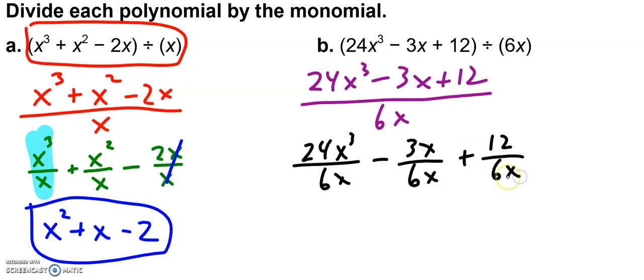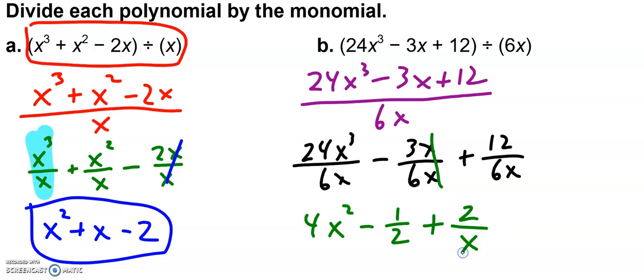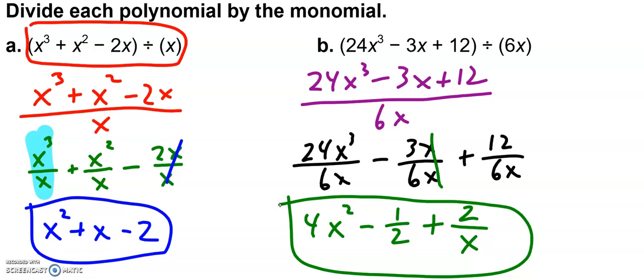What happens? What's 24 over 6? 24 divided by 6 is 4. X to the third over x is x squared. Here the x's cancel. 3 over 6 is 1 over 2. Here 12 over 6 is 2, and there's no x in the numerator, so the x just stays in the denominator. So I get 4x squared minus 1/2 plus 2 over x.